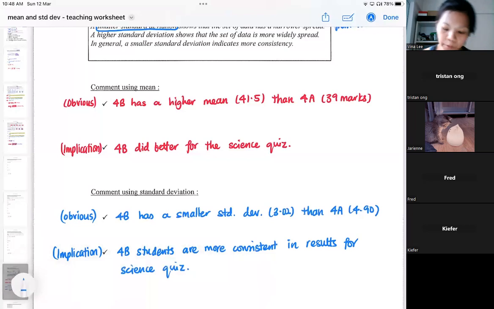That means, Jiren, if you go to this class, you find that most of the students' results are around the same. But if you go to 4A, you'll find that there are very high marks and very low marks. So that is the fluctuation that we're talking about. In 4A, you will expect more extreme results. But in 4B, most of the students are getting fairly around the same result.